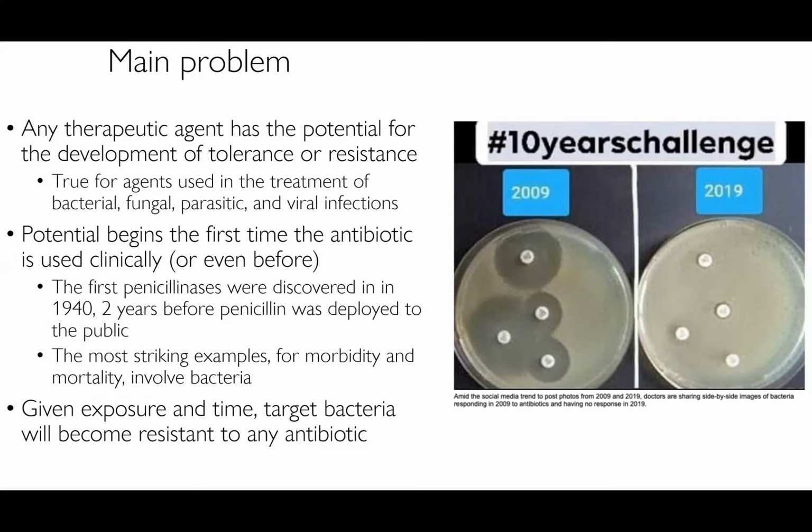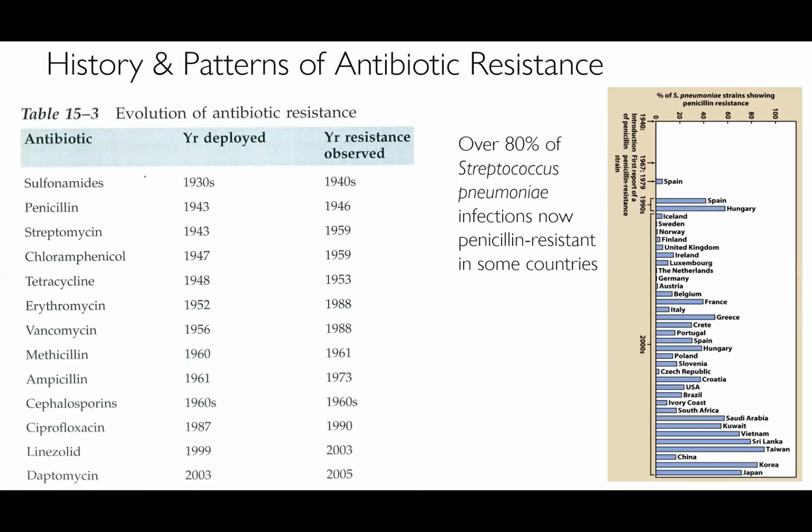I'm sure you all remember that 10-year challenge from last year. Well, the 10-year challenge for antimicrobial resistance looks a little bit like this, where we have inhibition rings for these common antibiotics here, but we see that there are no inhibition rings here. This is something that just builds over time. There is a pretty consistent pattern of antibiotic resistance that develops over time. What you'll notice here is the year each antibiotic was developed and the year resistance was observed clinically. Just because it's observed clinically doesn't mean the resistance didn't exist previously.